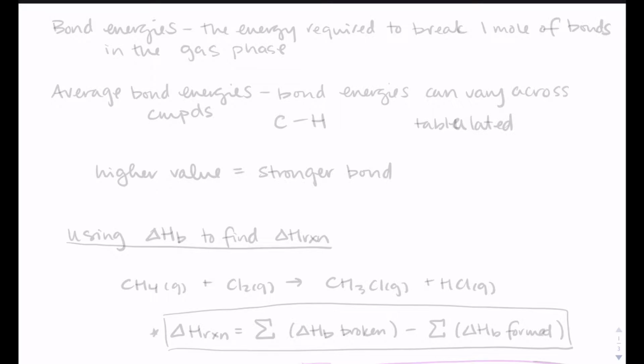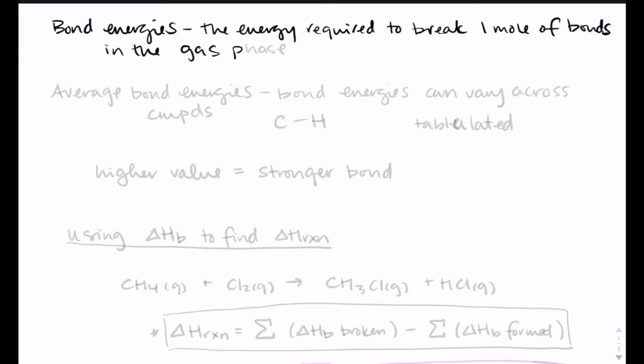I mentioned bond energies in the last video, so let's talk about bond energies. Bond energies do exist in tables as data that we can use, and when it's listed, it's the energy required to break 1 mole of bonds in the gas phase. We usually see these reported as average bond energies. So, a bond energy can vary across compounds.